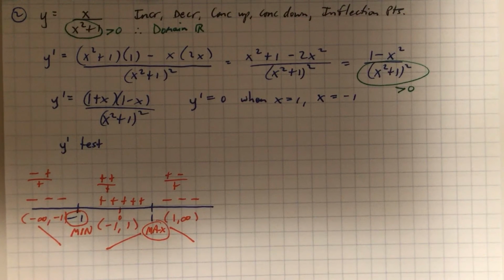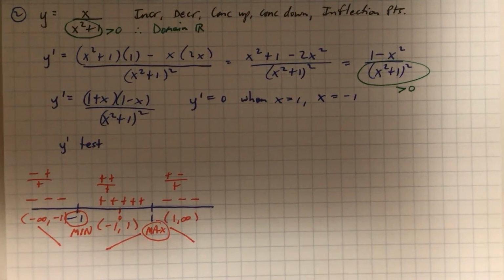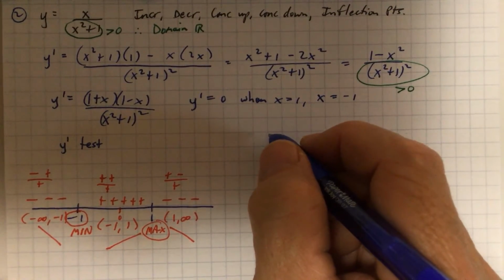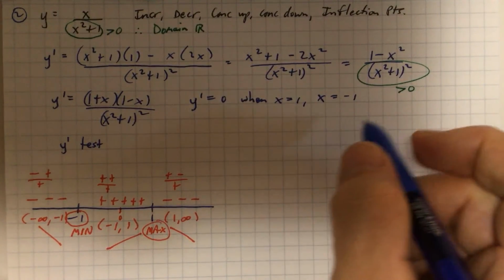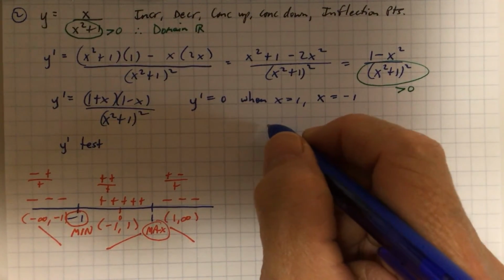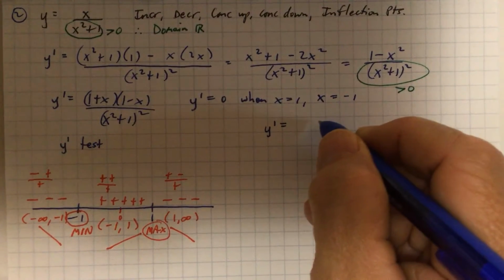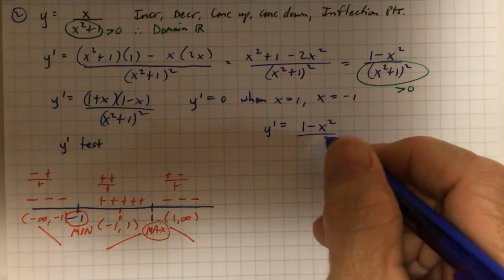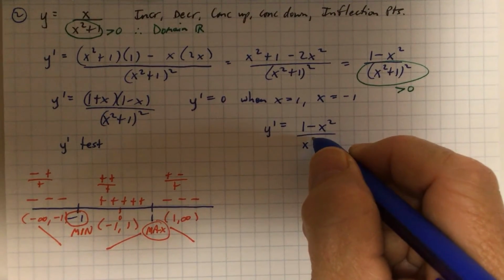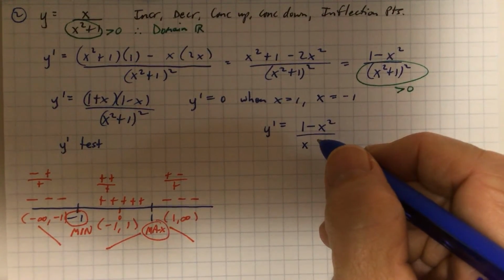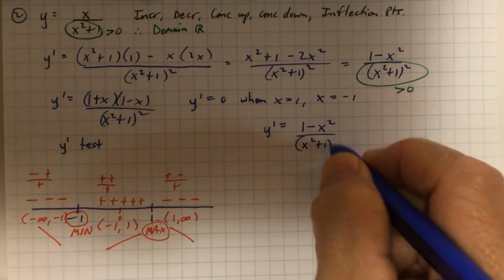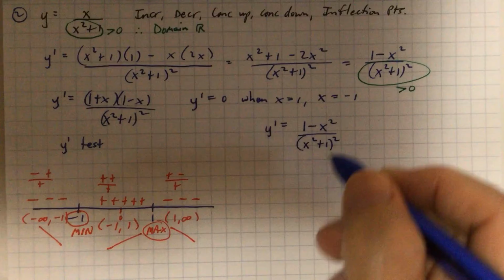We want to find now where the function y is concave up and concave down. So we have to find y double prime. Let's start with y prime equaling... let's just go with this form, x squared plus 1 squared. So let's use that form of y prime.